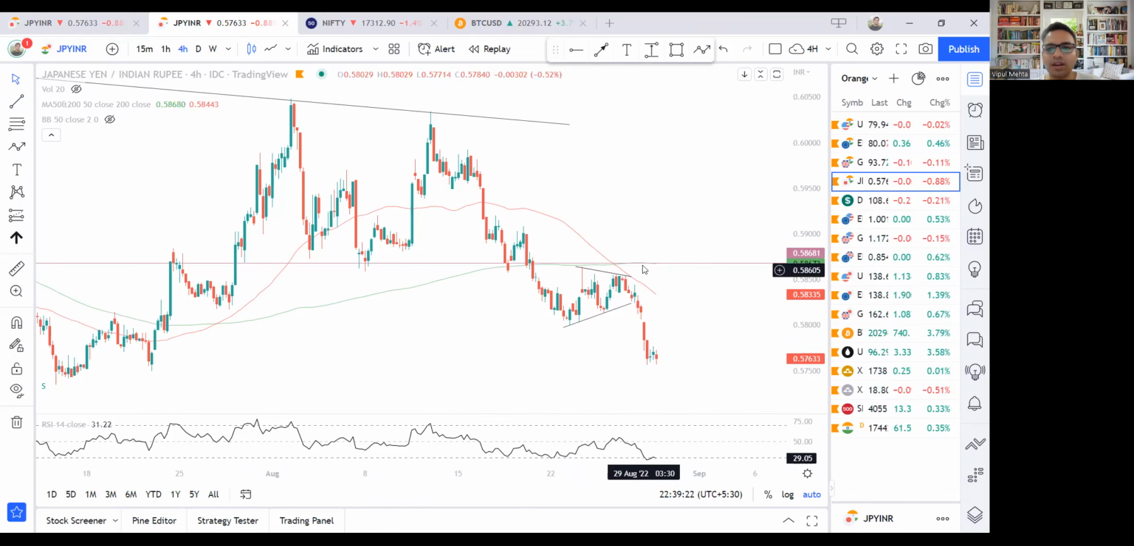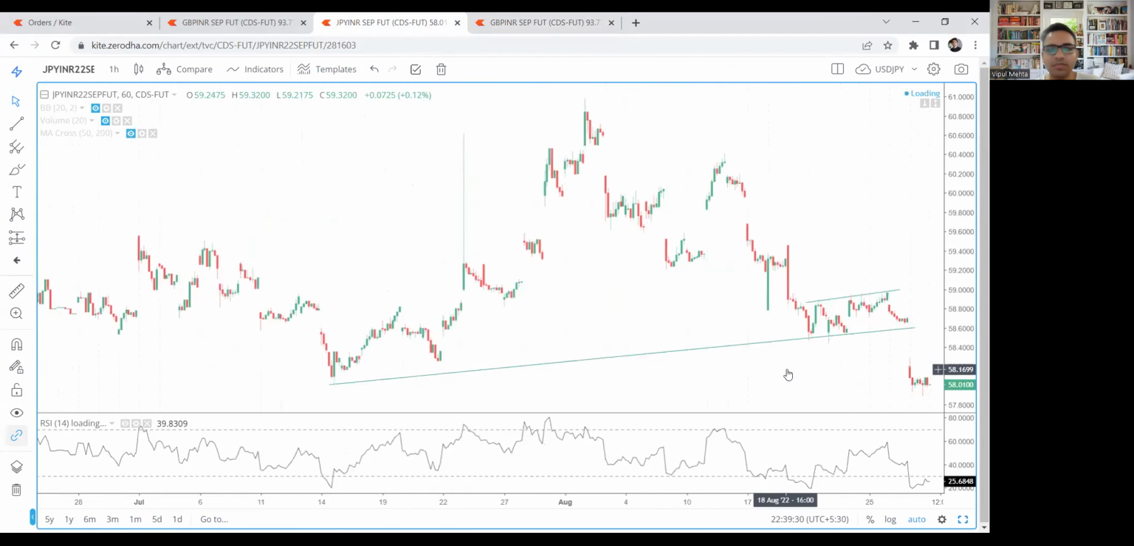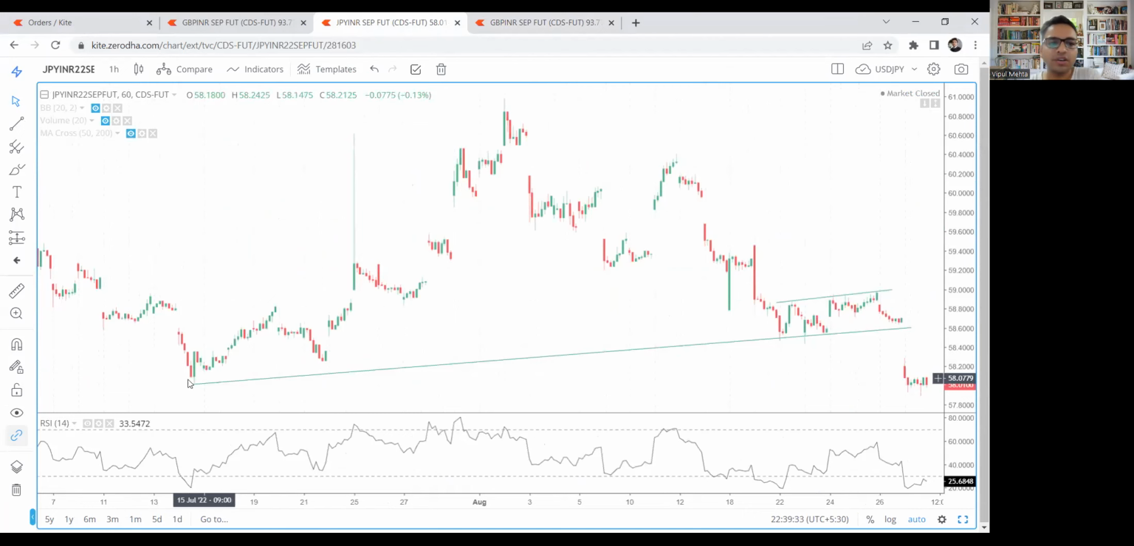Right now it's too far to take any meaningful trades. If I look at the Japanese yen on the hourly chart, futures, this is where we are. So there was a trend line that had formed, touched one, two, three, four times, and today was the big break. With this big break, essentially what we have done is we have taken these lows. We are at this particular low.